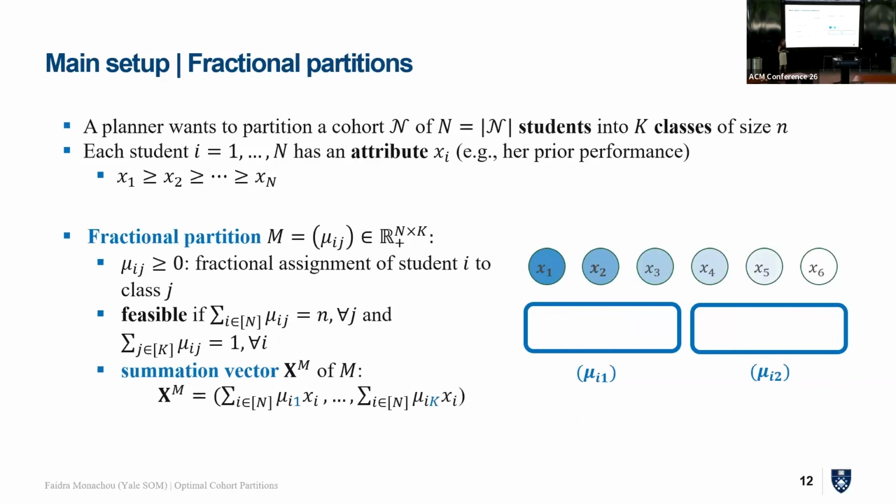We also define fractional partition, which is a little bit more general. So let's say we could split the students into different classes. Here's just 1/2 for everyone. This would be a feasible fractional partition. Again, we define summation vector. This seems more complicated, but I will show you that no weird fractional partitions actually come up.